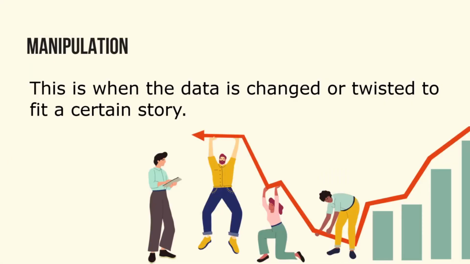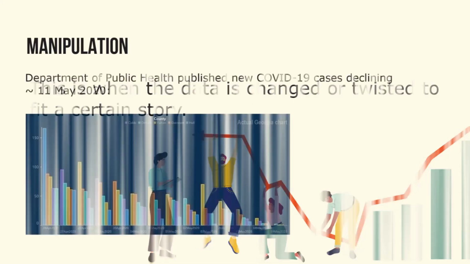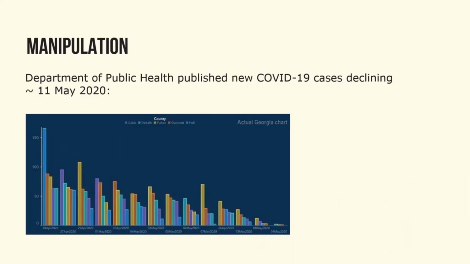Next, we have manipulation. And this is when the data is changed or twisted to fit a certain story. I have here an example. It is a chart published by the Public Health from Georgia in the US, and it was about COVID-19 new cases. COVID-19 as well, I don't know if it's quite recent, so you may remember, there were quite a few chart crimes. All sorts were done throughout COVID-19 to create a false sense of alarm.